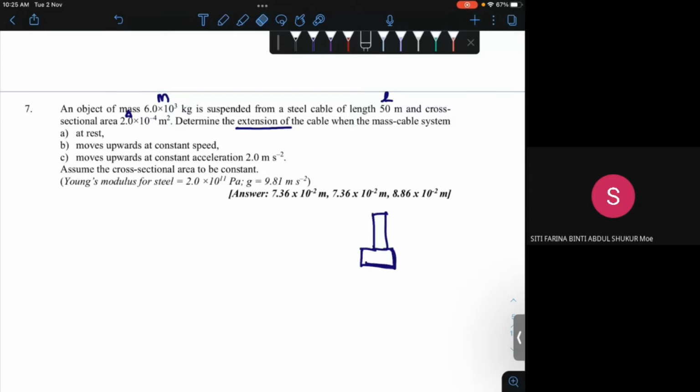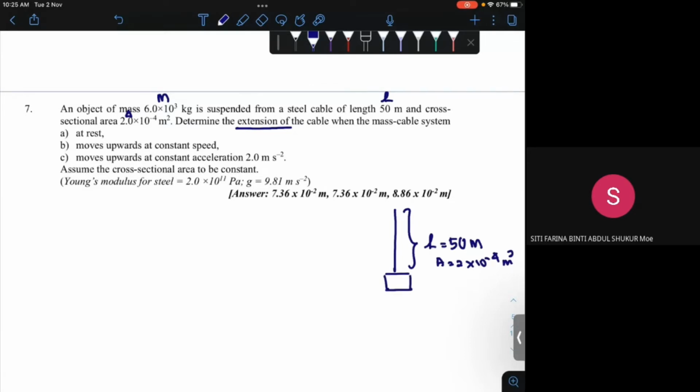Okay, cable ni kita lukis lah. Okay, ini kabel kita yang mempunyai length sebanyak 50 meter dan juga area sebanyak 2 darab 10 negatif 4 meter square. Dan kamu gantung an object of mass 6 darab 10 kuasa 3. Okay, dia tanya how much your cable is going to extend when it at rest.